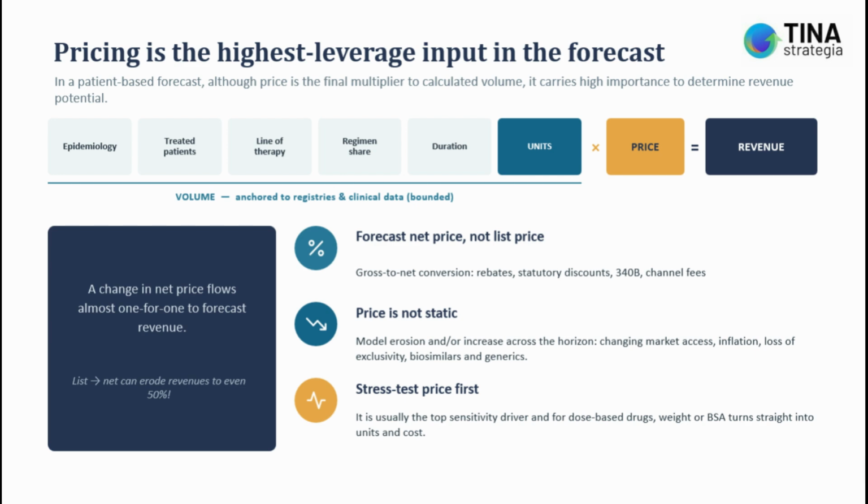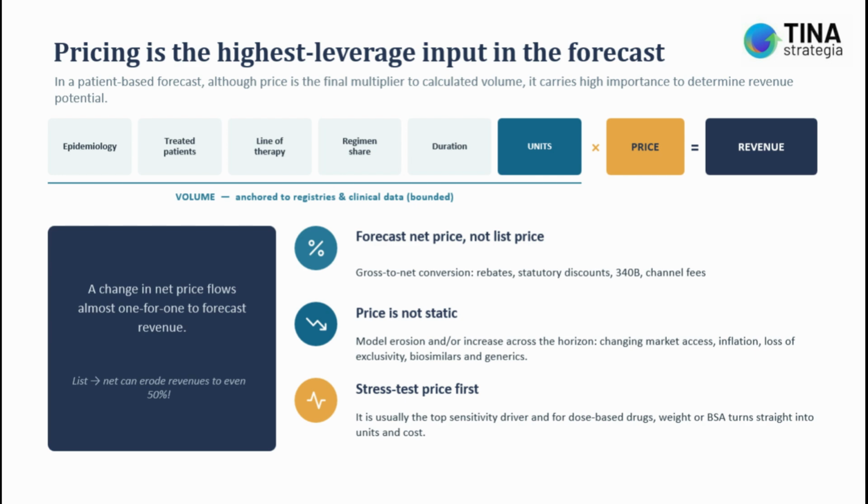Add all of those up and you get the gross to net, the gap between the sticker price and what the company actually keeps. The number the company truly collects is the net price, and that is the only number you should put in a forecast. As the slide says, that gap can erode the realized revenue to as little as half of the list price. So if you forecast on list, you can overstate revenue by that much before you've even looked at a single patient.